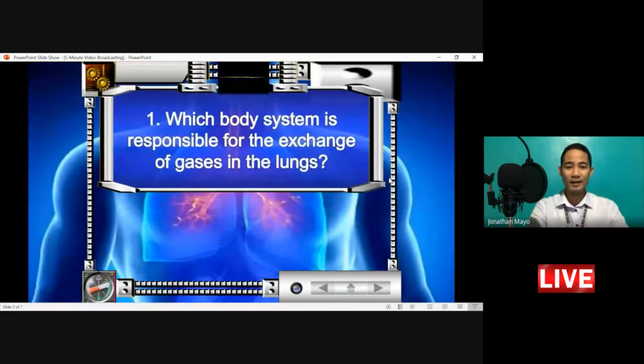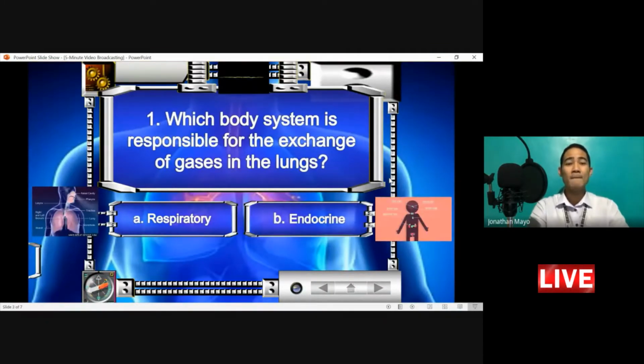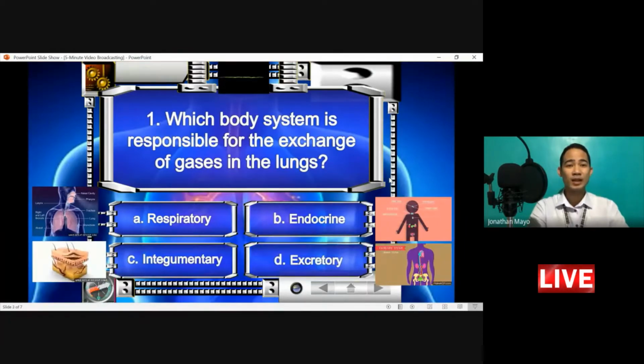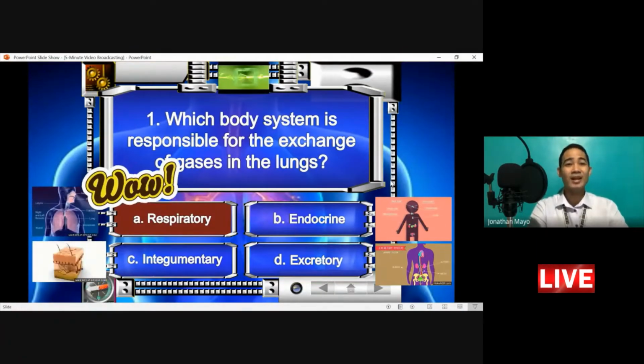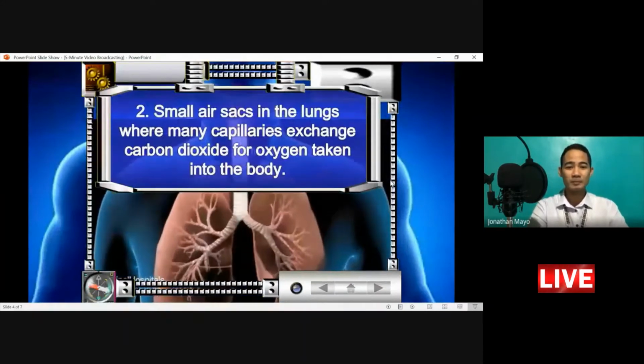Question number one. Which body system is responsible for the exchange of gases in the lungs? Is it A. Respiratory, B. Endocrine, C. Integumentary, or D. Excretory? Timer starts now. 9, 8, 7, 6, 5, 4, 3, 2, 1. Ballpens down. The correct answer is right. It is our respiratory system. Very good. Let's proceed with question number two.